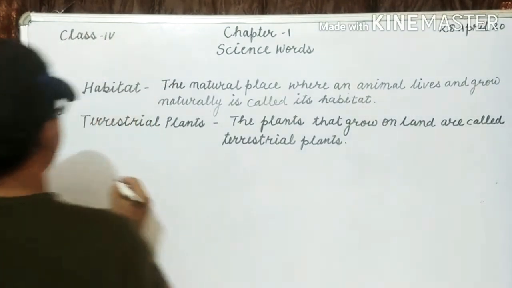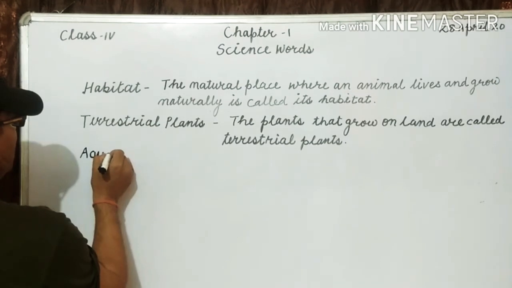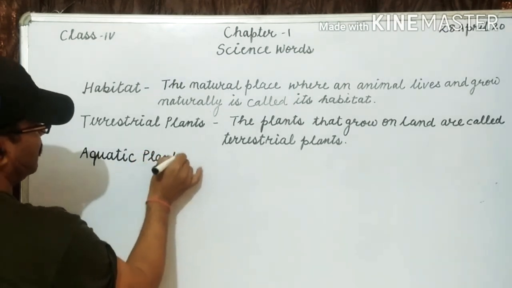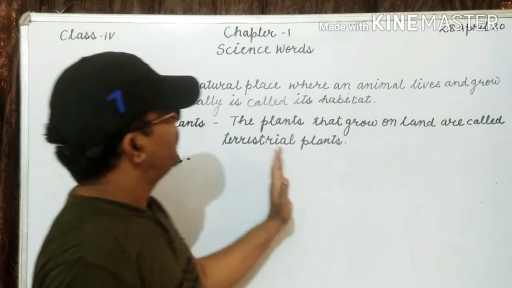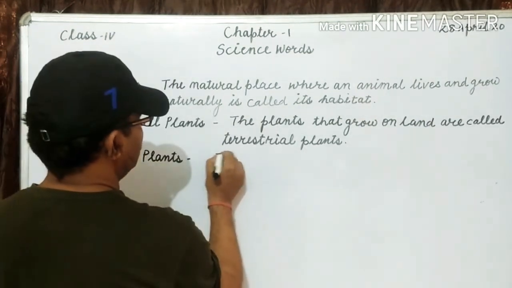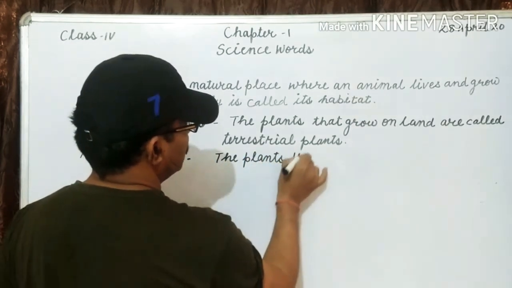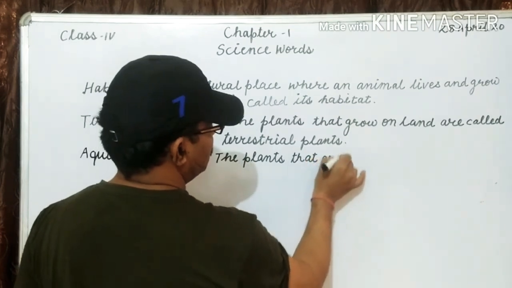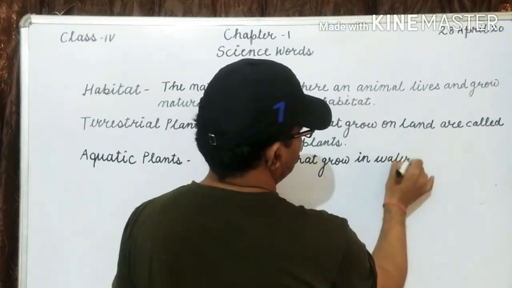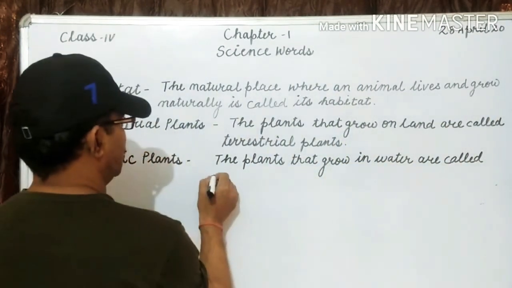Next is aquatic plants. Aquatic plants, simple definition, the plants that grow in water are called aquatic plants.